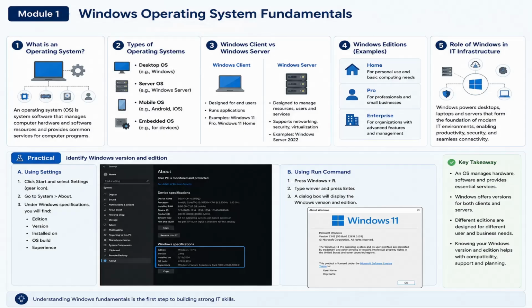So let's start with the most basic question. What is an operating system? An operating system, often called an OS, is system software that manages computer hardware and software resources. It acts as a bridge between the user and the computer.